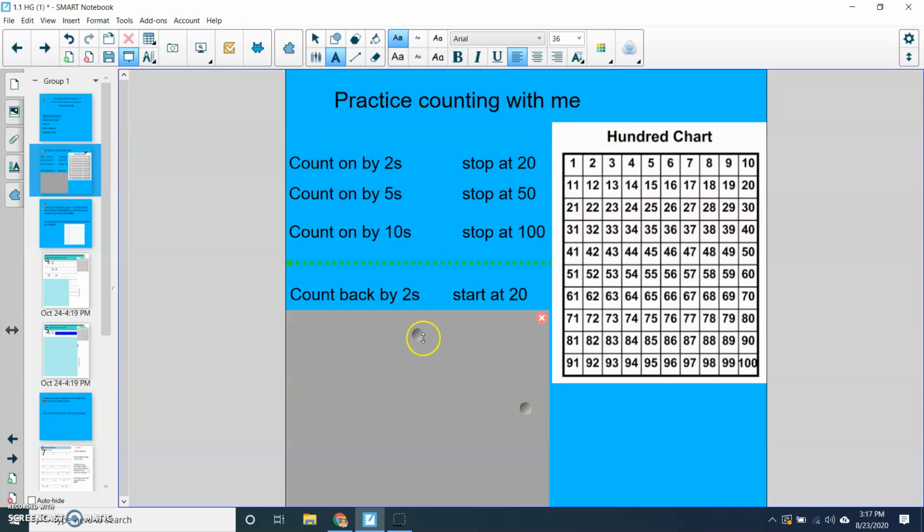If you want to try that again, you can press pause and then either rewind or just count on your own. Let's try another one. This time we're going to start at 50. We're going to count back by 5s and we'll stop when we reach 0. Here we go. 50, 45, 40, 35, 30, 25, 20, 15, 10, 5, and 0.